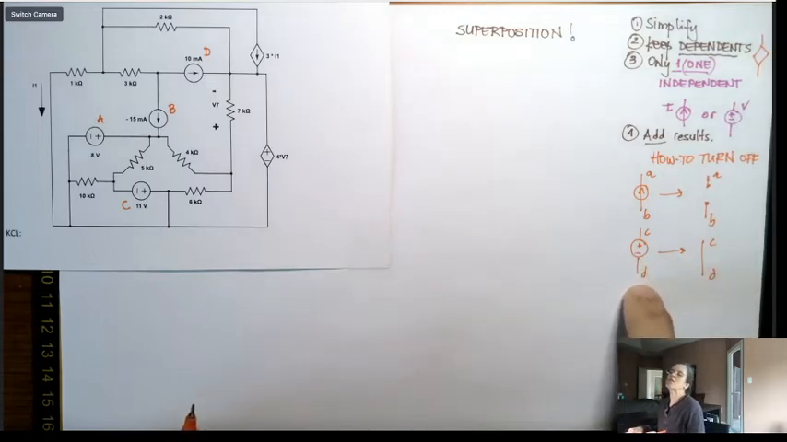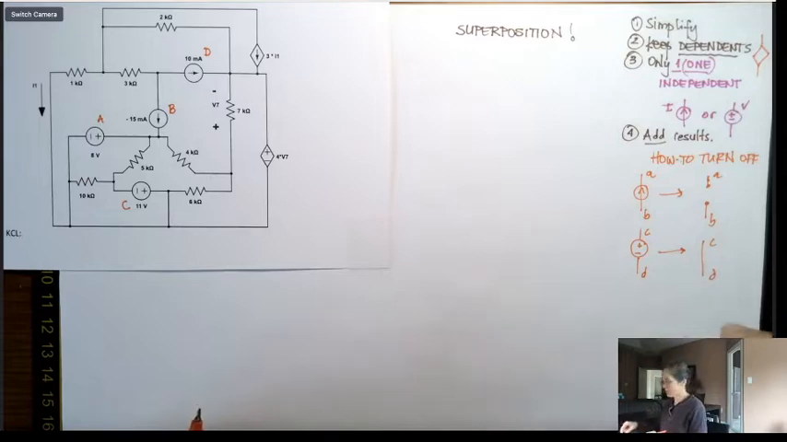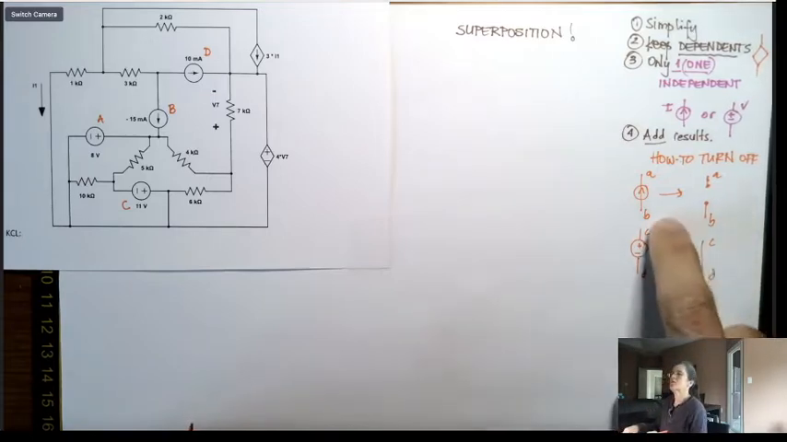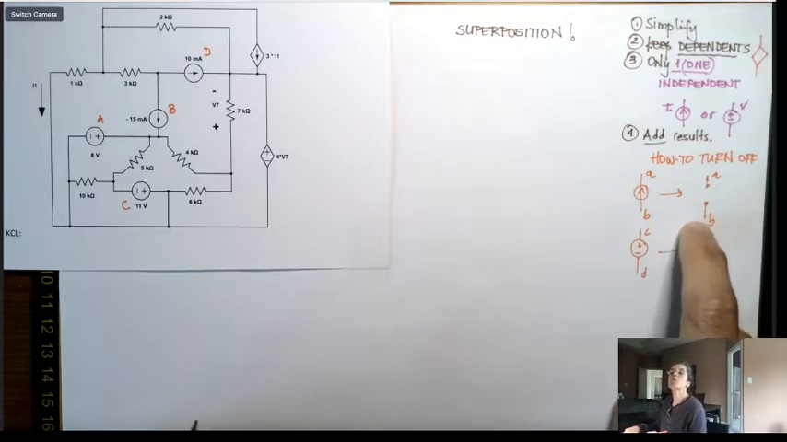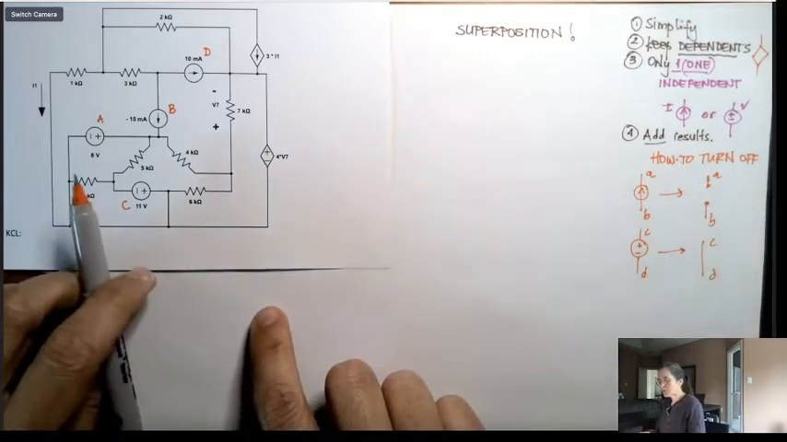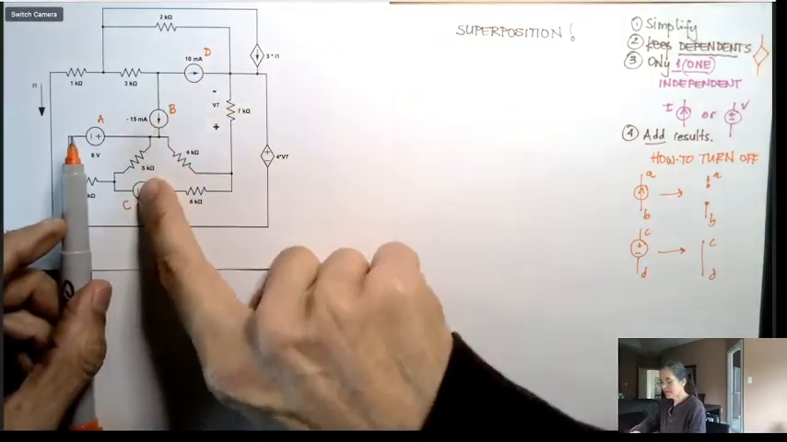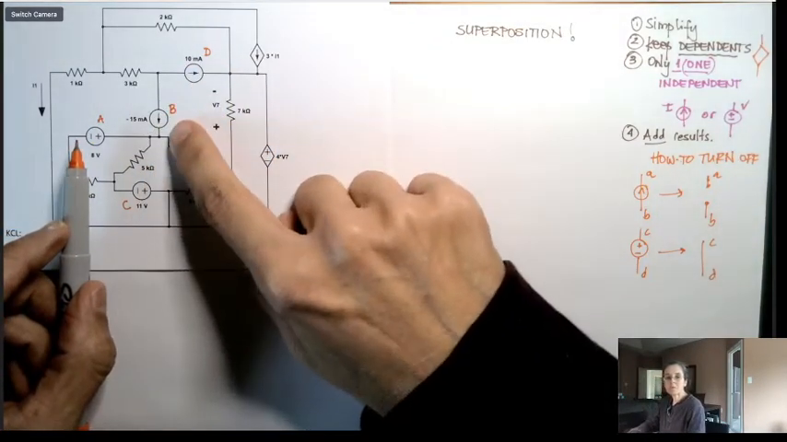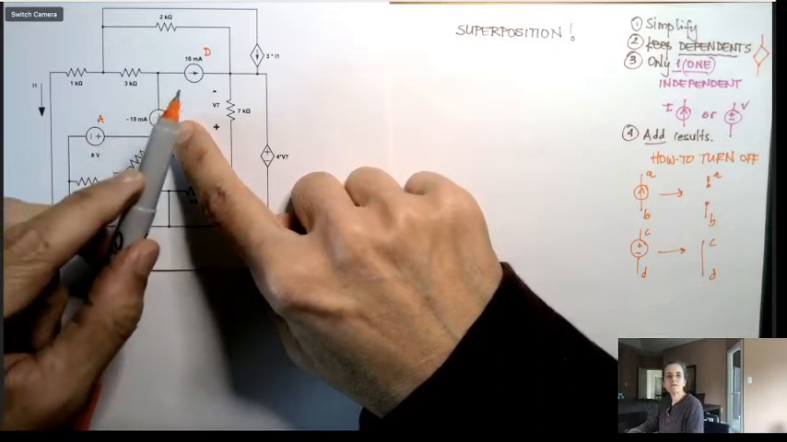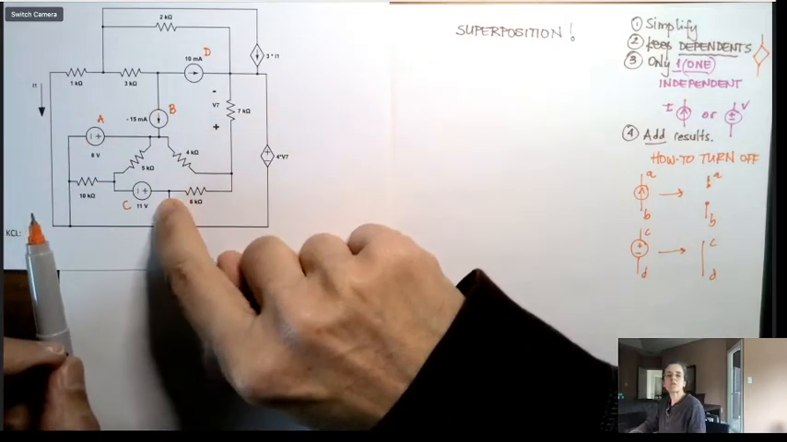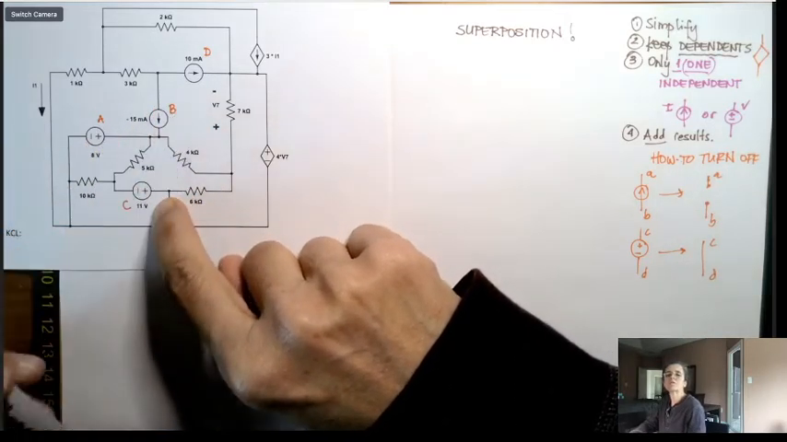Here's C and D. It's a voltage supply. It feels like it's an open between the two, C and D. Now you short it to turn off. If it's a current supply, you open it. So each one of these circuits, circuit A will have B, C, and D turned off. Circuit B will have A, C, and D turned off. Circuit C will have A, B, D turned off, and so on.